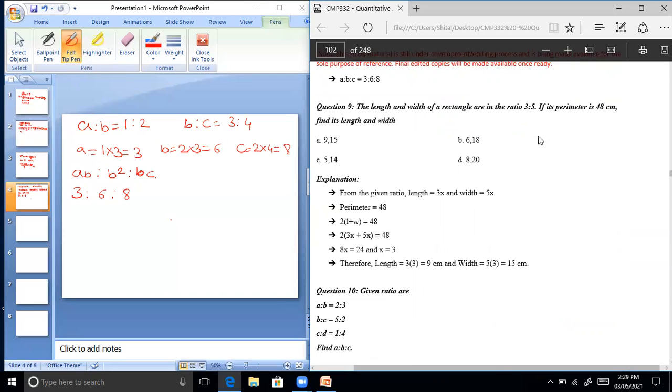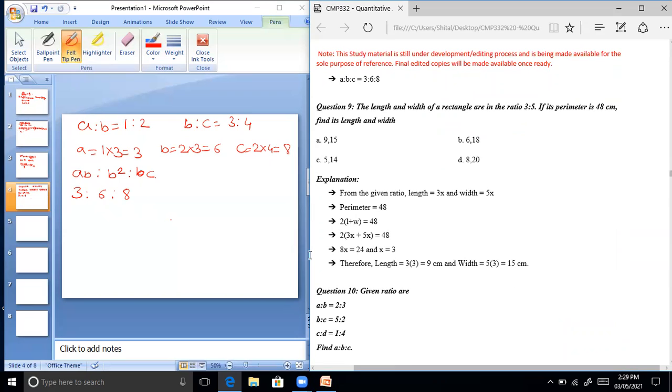The length and width of a rectangle are in the ratio of 3:5. If the perimeter is 48, find its length and width. Perimeter is 48. What is perimeter? 2 times length plus width. Here length plus width is 3x plus 5x, so 3x plus 5x equals 24, which is 8x.